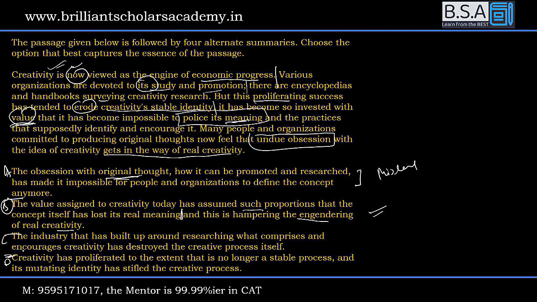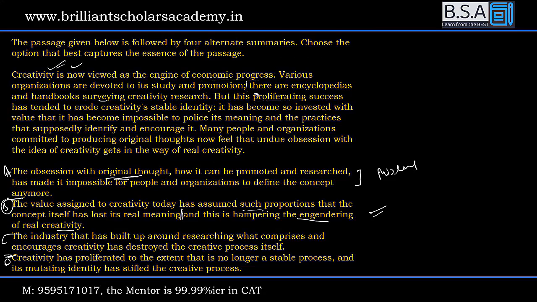B talks about everything. See, the industry that has built up around researching what comprises and encourages creativity has destroyed creativity by the process itself. Does it talk about any industry? Organizations, yes. Industry, no. So C also is talking about similar stuff. C is saying the industry which was built around researching what comprises creativity, encourages creativity, has actually destroyed creativity itself. So C also covers a lot of the key points of the passage. Let us keep C also as an option.